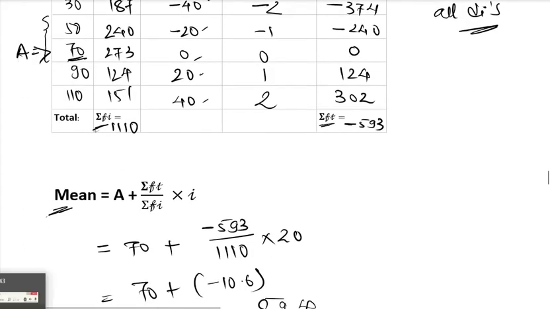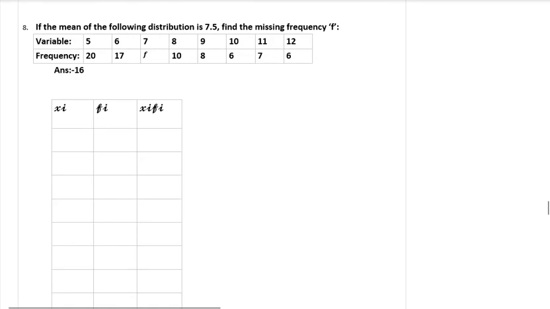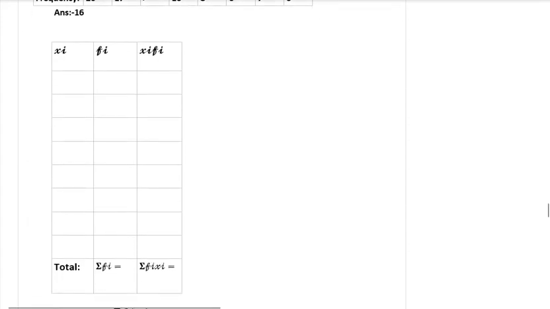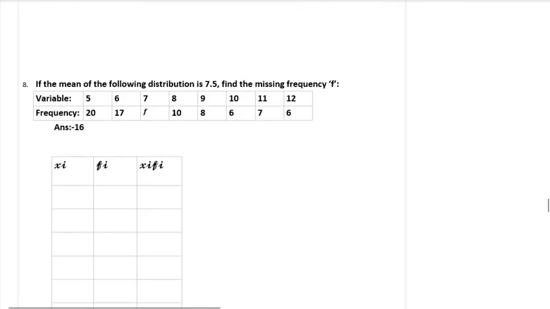Okay, so let's go ahead before we hit the 1 hour mark for the video. Great. So the next question is about finding a missing frequency. As you can see, the table is ready in front of you. The method is of direct mean, right? What they are saying is, if the mean of the following distribution is 7.5, find the missing frequency. They've already given the mean. The mean is 7.5.